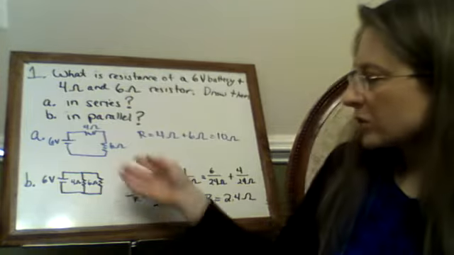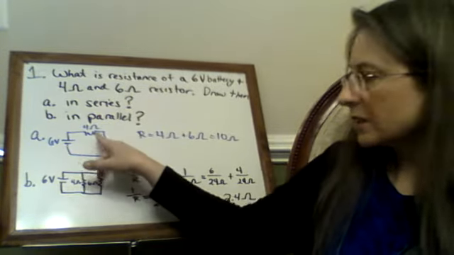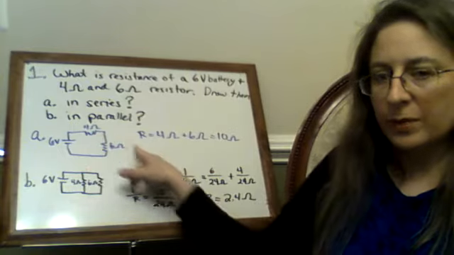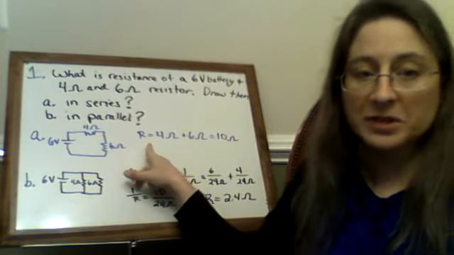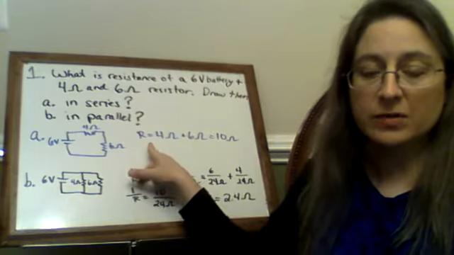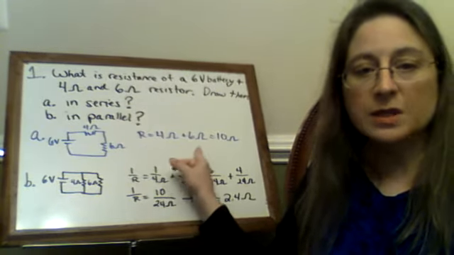Okay, so if we draw our circuit with a 6 volt battery in series, we have a 4 ohm and a 6 ohm resistor. With a series circuit, we just add up the two resistances to find the total resistance. So 4 ohms plus 6 ohms is 10 ohms.